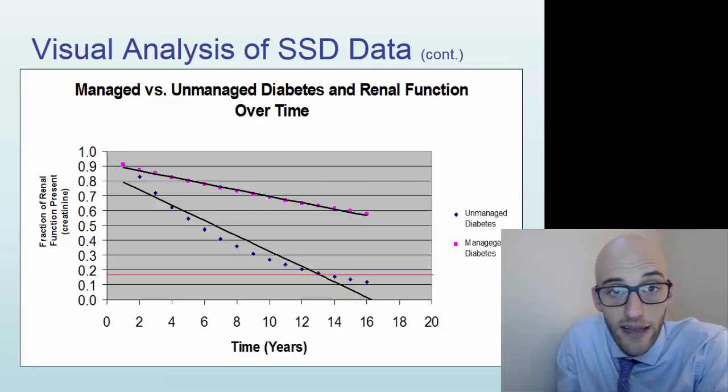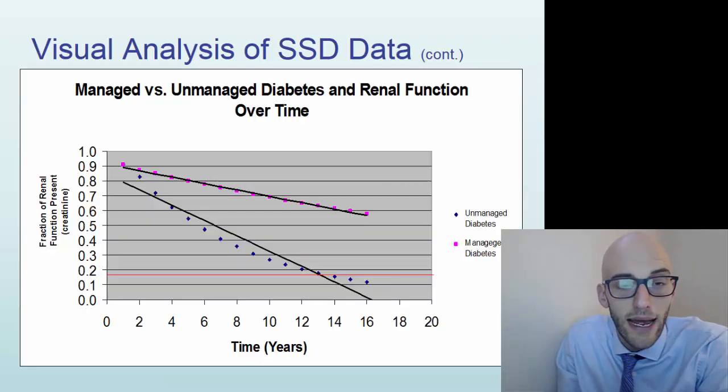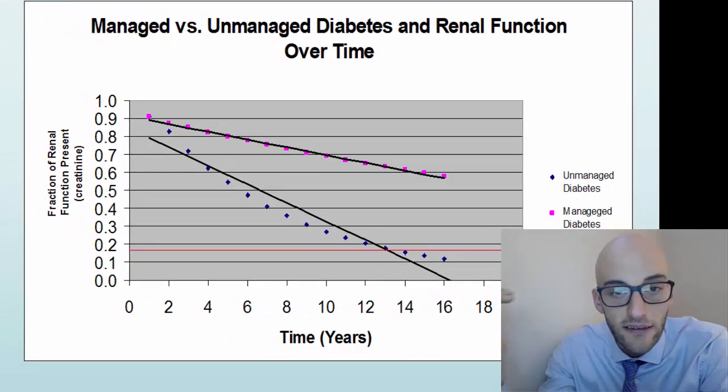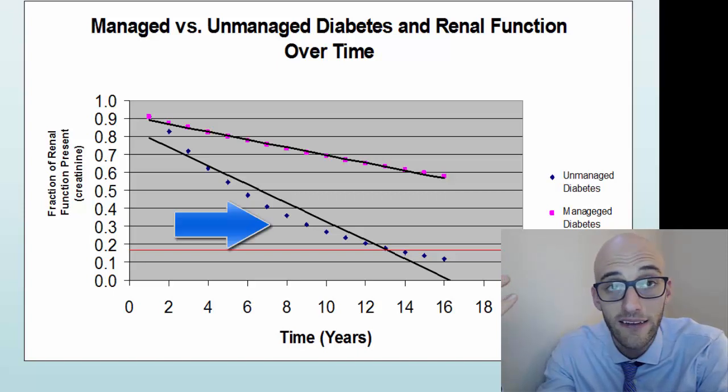So let's take a look at a real life example here about a client information regarding unmanaged diabetes and renal functioning. So these two lines here kind of indicate what renal functioning would look like in managed diabetes versus unmanaged diabetes. So the blue dots indicate what would be expected to happen if the diabetes was unmanaged, and we would see the certain level where the person would eventually need to get on dialysis.